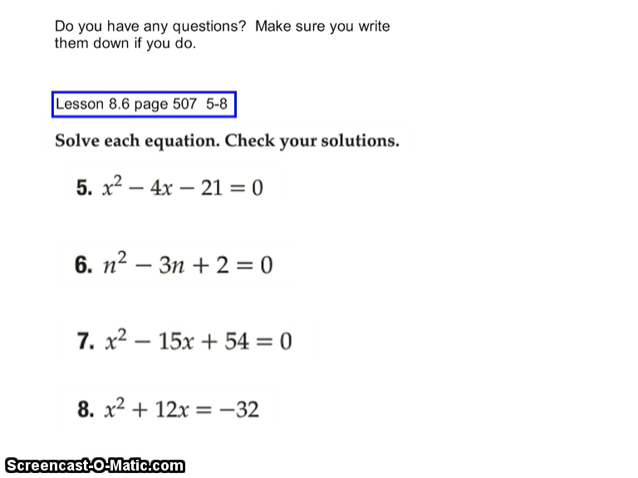Okay, so let's try this out. Do you have any questions? Make sure you write them down if you do. And then I want you to try these 4 problems, and make sure that you check your solution.